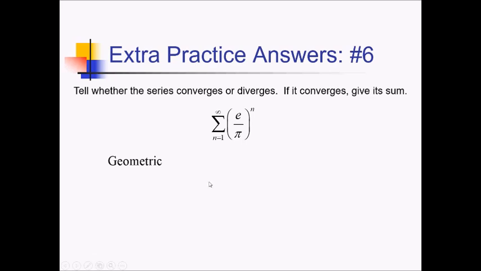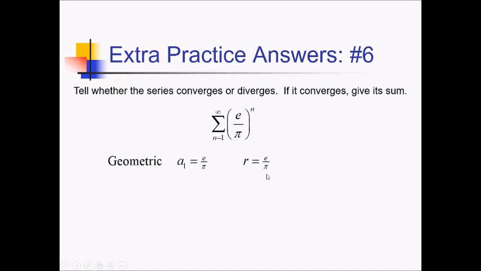So we need the a1 value and the r value out of this. For a1, that's what I get when I plug in the first n value, which is 1 in this case, for the n here. So that's just going to be e over pi. For the r value, that's what we keep multiplying by. That's the thing that's being raised to the nth power, which is also e over pi. These two things aren't always the same, but this time they were.